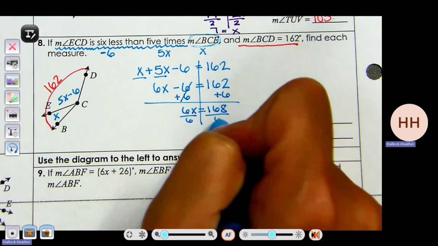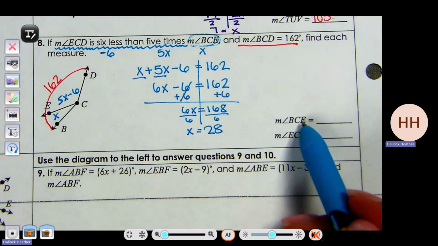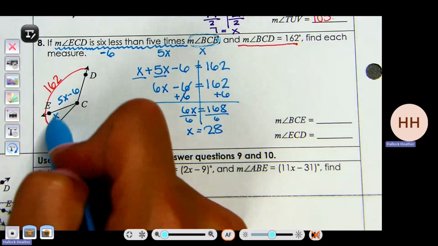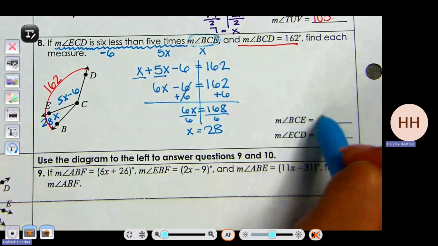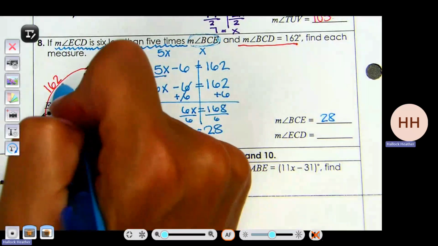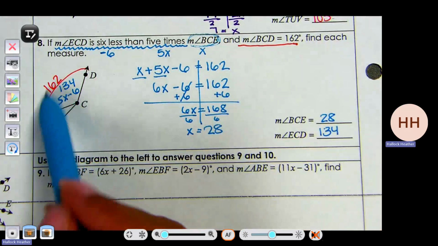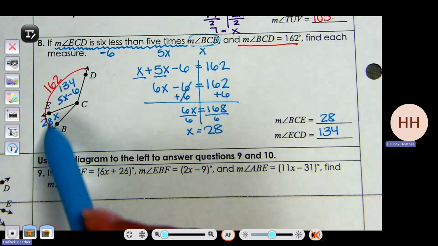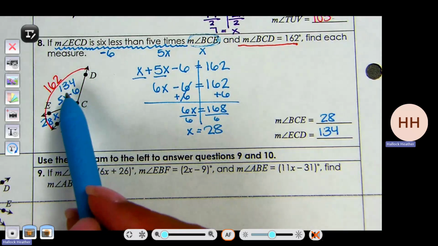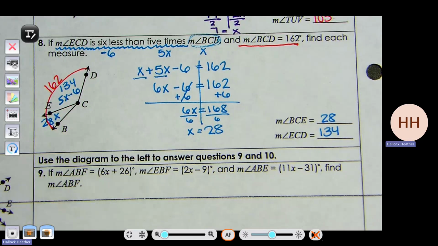So what do we get for x? 28. So then how much is BCE? 28, because it's literally just x. So this is 28 degrees. And then how much is ECD? 134. You can either find that by plugging it back into the equation, or if the whole thing's 162 and I know this piece is 28, I can just subtract it and still get 134, because in total they make a total of 162. We're gonna do one last problem and then you guys can start working on some stuff.